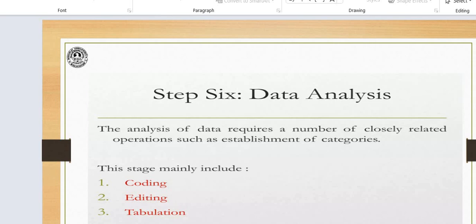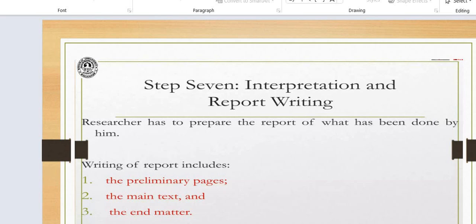Then step 6, data analysis. The analysis of data requires a number of closely related operations such as establishment of categories. This stage mainly includes coding, editing, tabulation, etc. Then step 7, interpretation and report writing. The researcher has to prepare the report of what has been done. Writing of the report includes the preliminary pages, the main text, and the end matter.